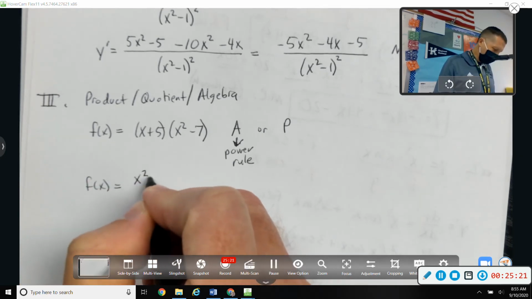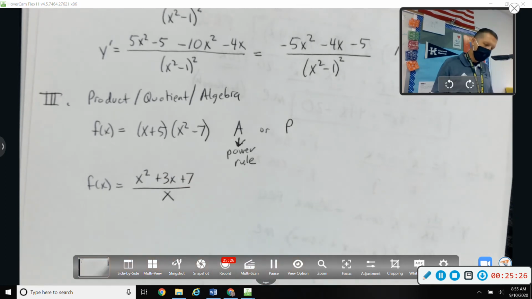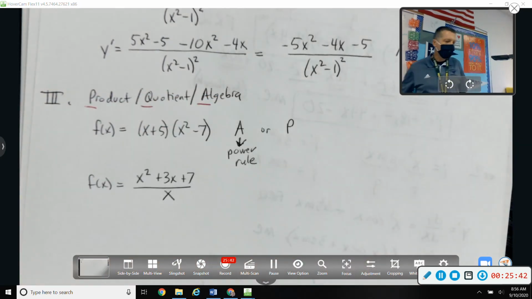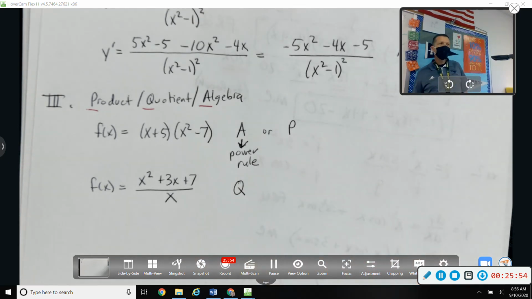F of x equals (x squared plus 3x plus 7) all over x. So what do you think you do there? Product rule, quotient rule, or algebra? Okay, you could definitely do quotient rule. You could also do algebra.